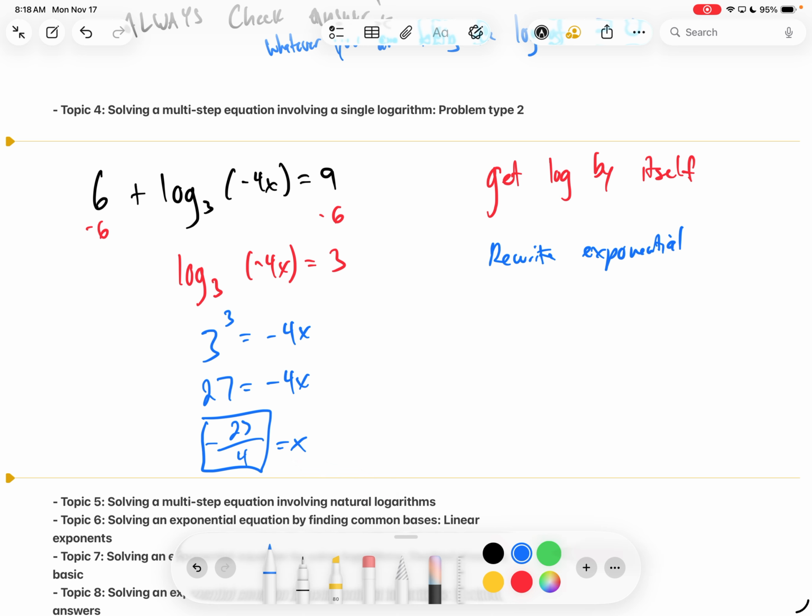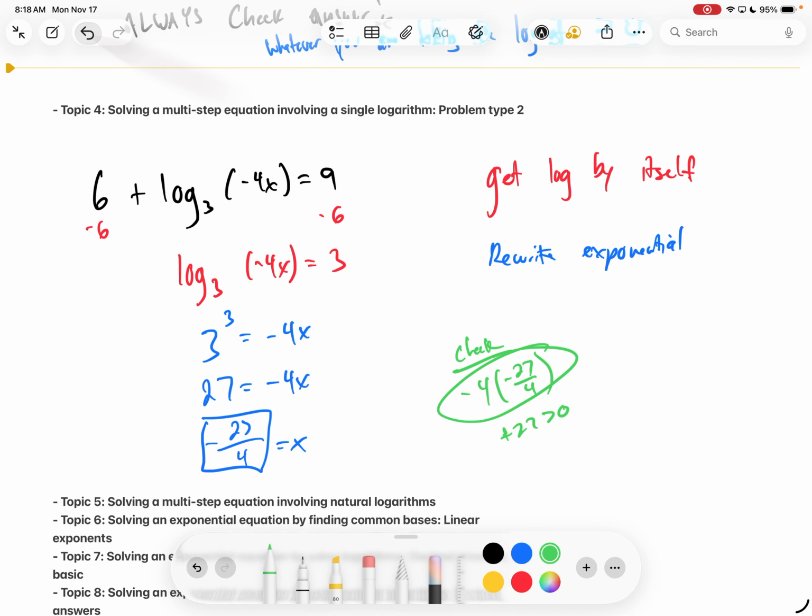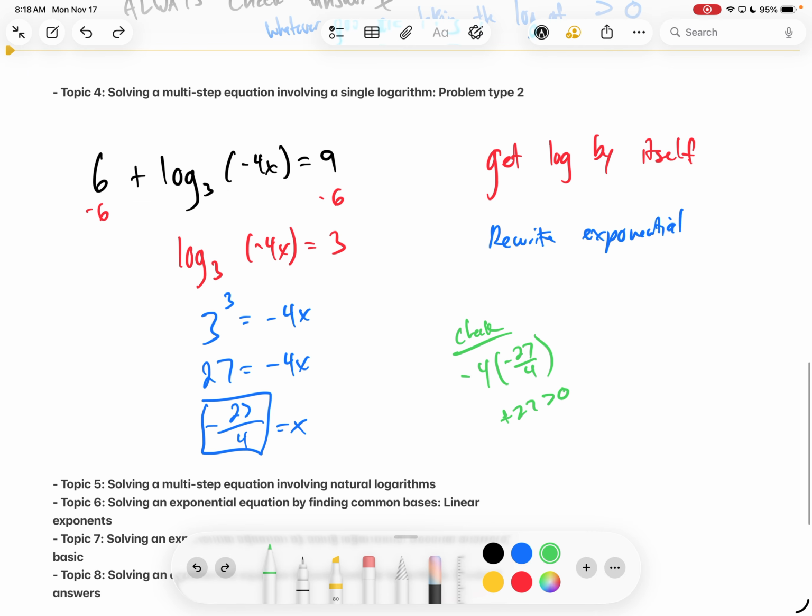And that's okay. You can get a negative answer because negative 4 times negative 27 over 4 would be positive 27. So that is greater than 0. We're good. Negative times a negative. That's all you got to really check on those. Like, okay, this is going to turn positive because negative times a negative. So all you do on this one is you got to get log by itself, and then it turns right into like the other problems.